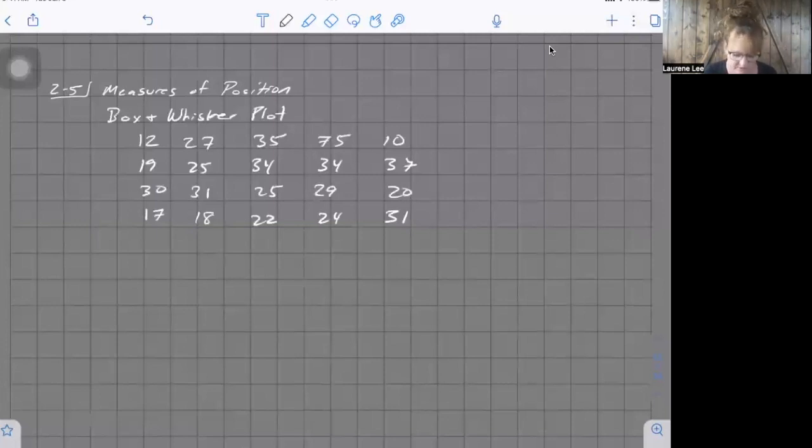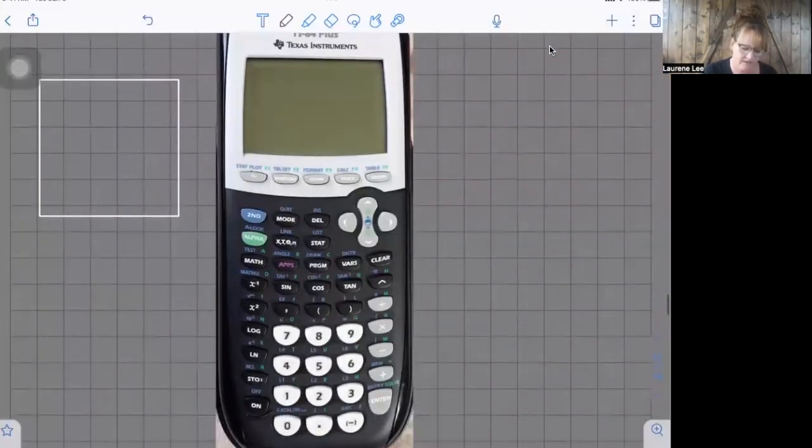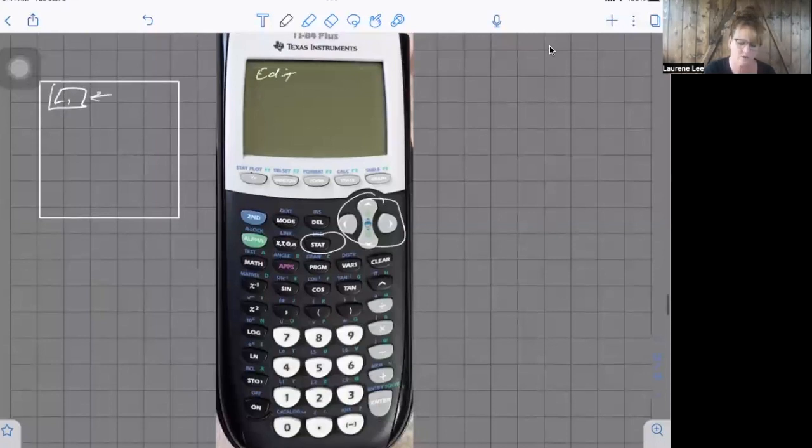So as a quick review, if you're on TI, you're going to hit Stat. You're going to choose Edit. When L1 comes up, you're going to use your arrow buttons to highlight L1, and then you're going to hit Clear and the down button. That's going to clear out that list. And then you're going to put your numbers in your list, no commas, just hit your number and then hit Enter and keep going all the way down.